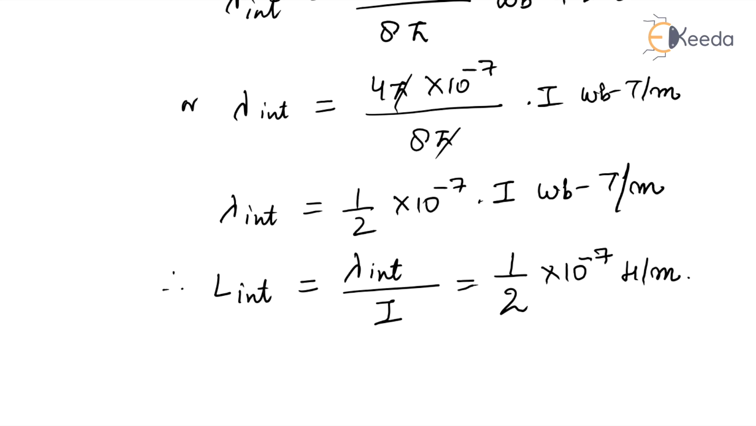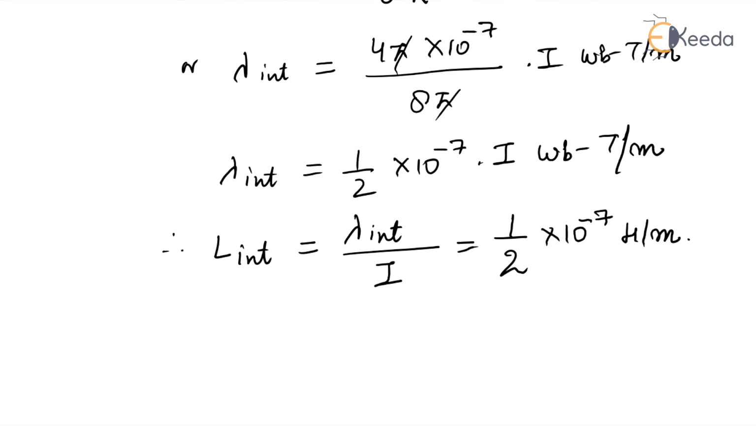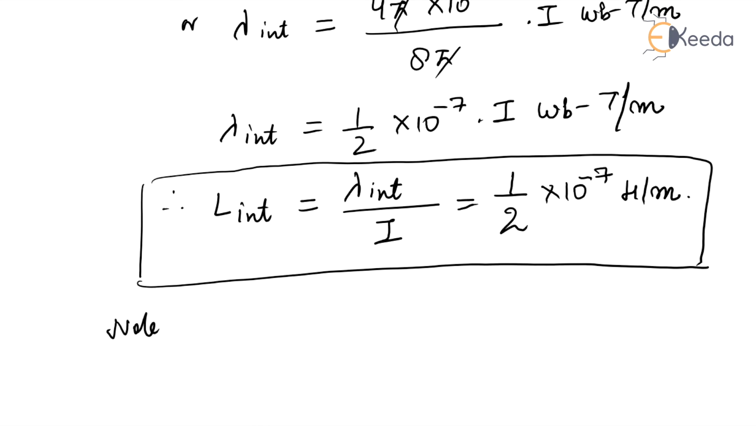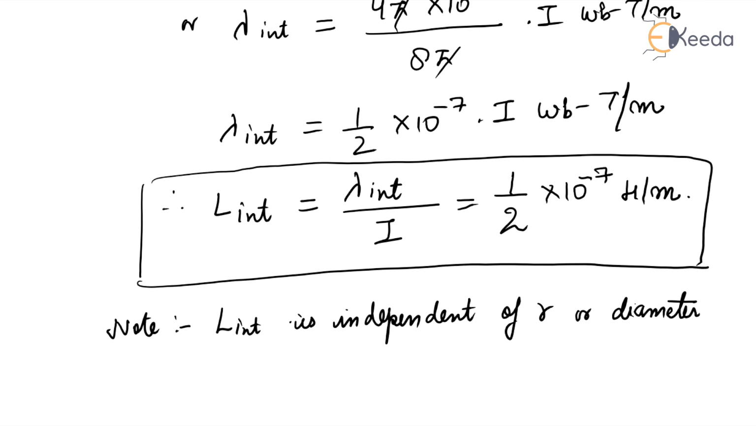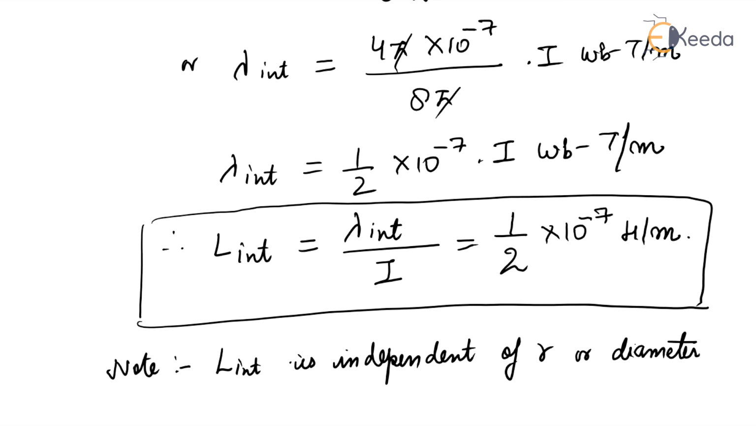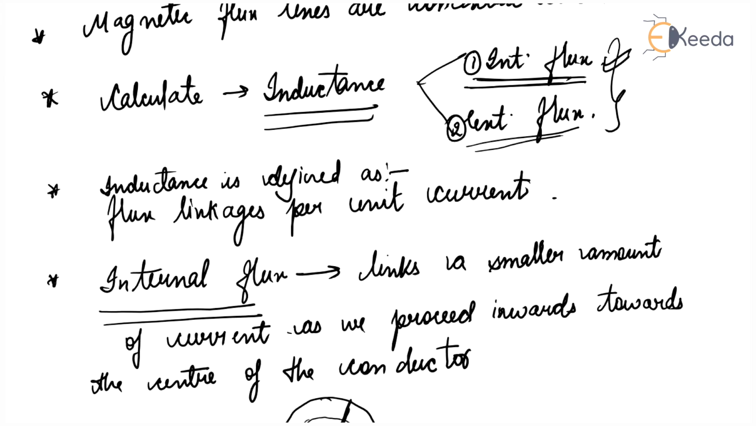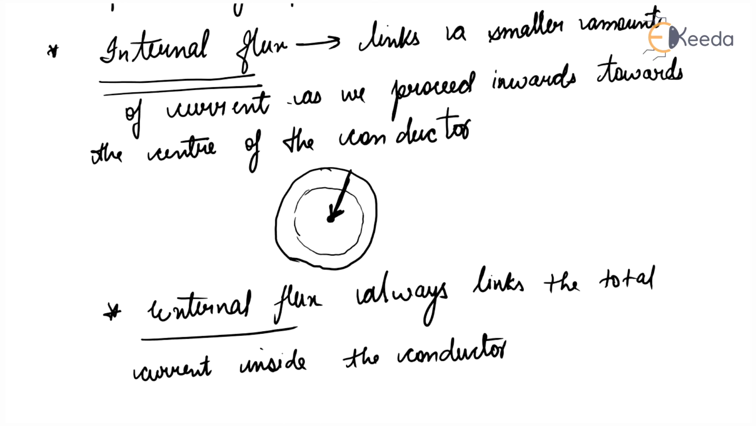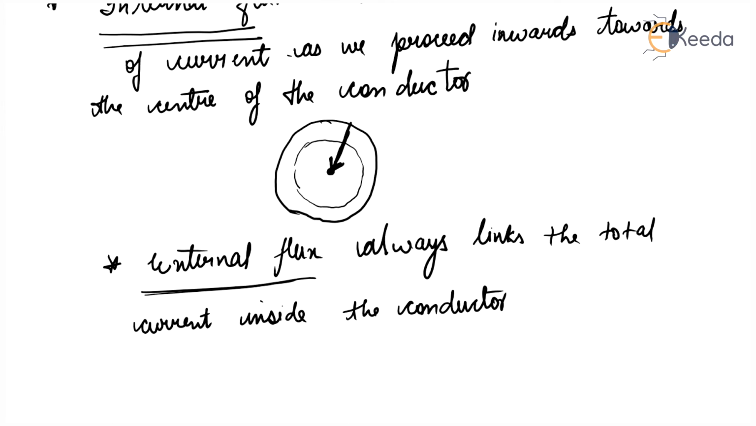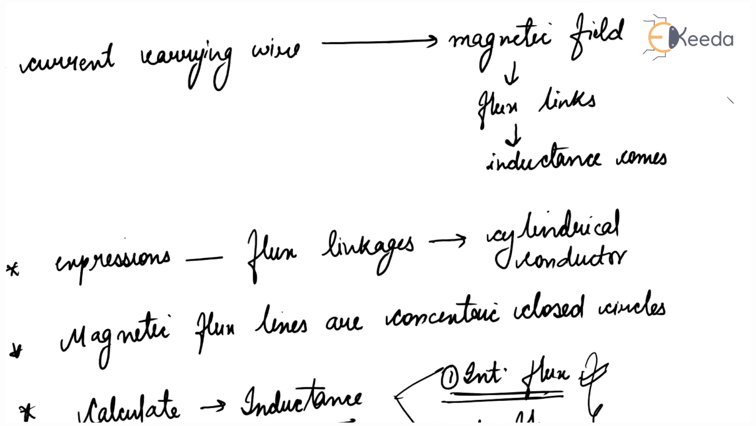We know that for calculating the inductance, this is equal to the flux linkage upon total current. Please note that internal inductance is independent of the radius or diameter of the conductor. So we got the flux linkage due to internal flux and the internal inductance. Now we'll calculate the inductance due to external flux linkage, second case. External flux always links the total current inside the conductor. Now let us see the calculation.